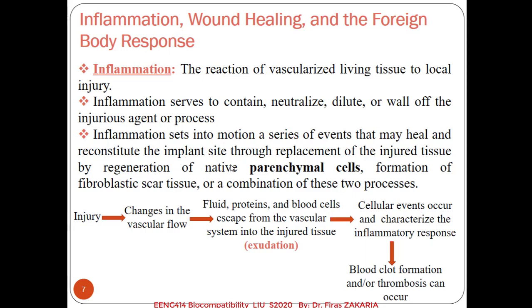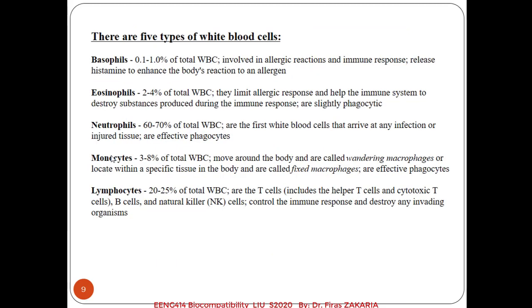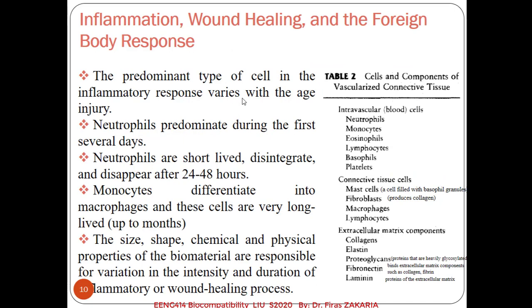يعني هون نحكي around the implant, the tissues around the implant. طيب هذا الشيء بيصير by regeneration of what's called parenchymal cells, also by the formation of fibroblastic scar tissue, or a combination of these two processes. طبعا the parenchymal cells هني specific cells of a gland or organ. هني cells contained in connective tissues and supported by connective tissue framework. فإذا هني specific type of cells موجودين بالجسم. This is concerning the inflammation process.